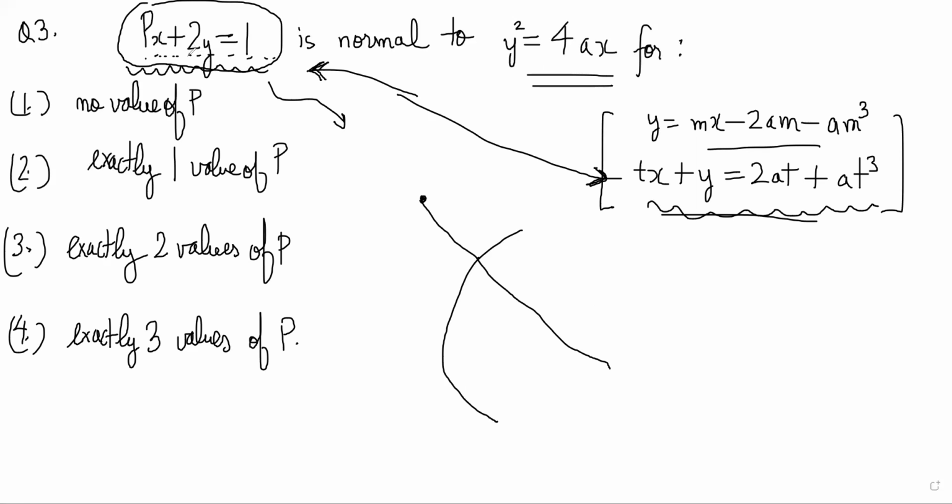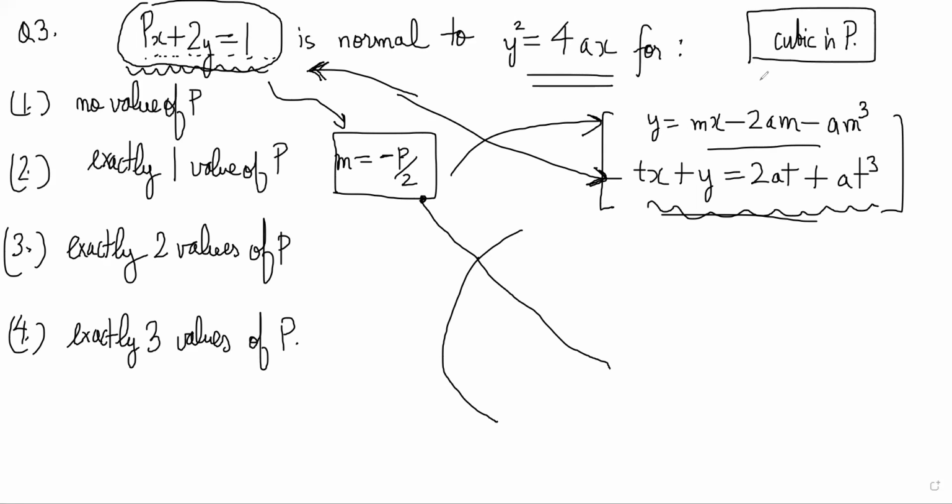Because one thing you could do immediately here is just compare coefficients, right? Yeah. Or you could say that the slope of this line is minus p by 2, and you can put minus p by 2 in this, right? Yeah. And you will get an equation which will have y, x, p and so on, and it will be a cubic in p, right? And what you need to say is how many real roots there are for that cubic, right? Yeah. That will tell you how many values of p there will be for normals like this, right?